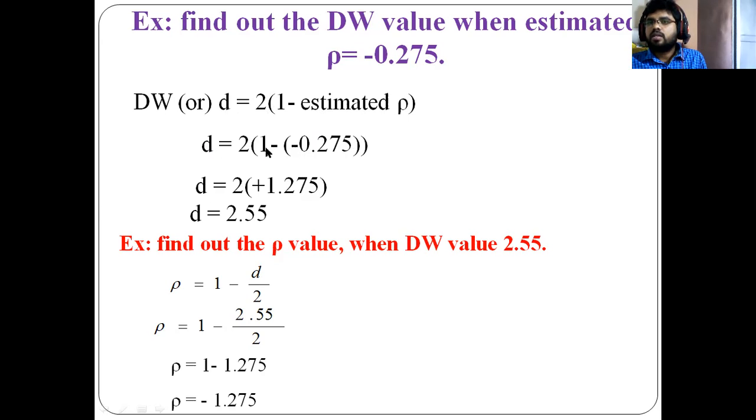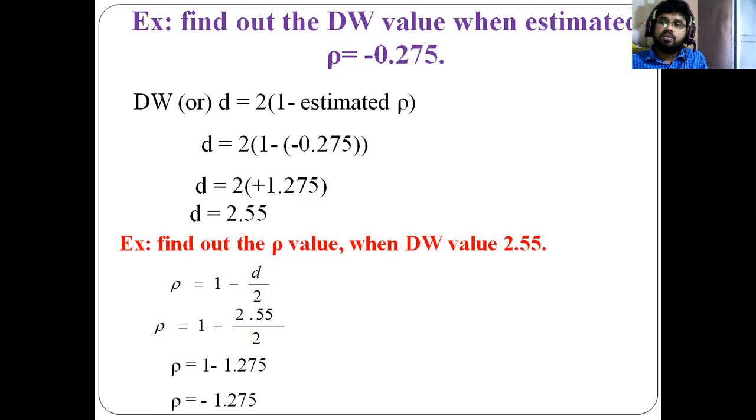So 1 plus 0.275 is 1.275. Then d is equal to 2 times 1.275, and you get 2.55. D is equal to 2.55. So here the DW value is 2.55. Then check whether our answer is right or wrong.